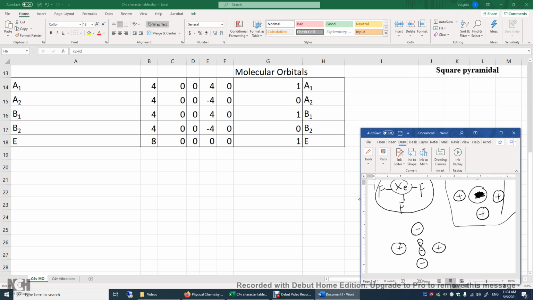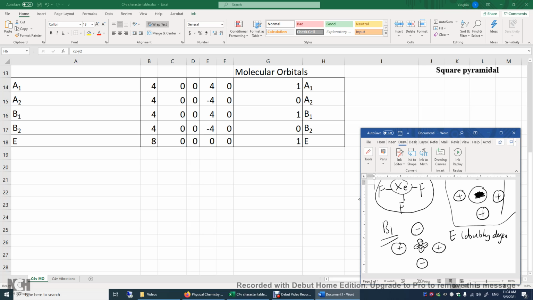I made a mistake with the sign here. Okay, this is constructive interference. And then this is destructive interference. All right, again, this is B1 symmetry. It can interact with the dx squared minus y squared orbital of xenon. But because the energy of the d orbital of xenon is much higher, the interaction is going to be small. Finally, E. Okay, E, that means doubly degenerate.